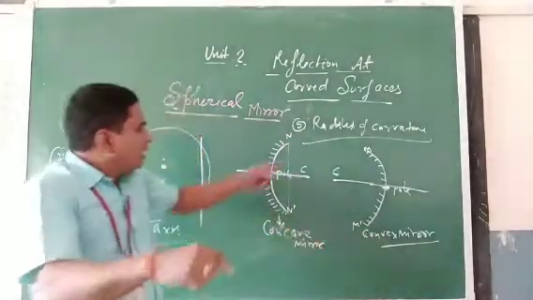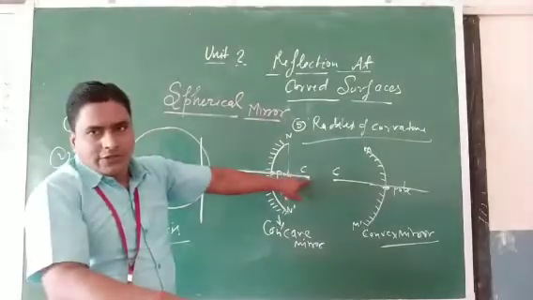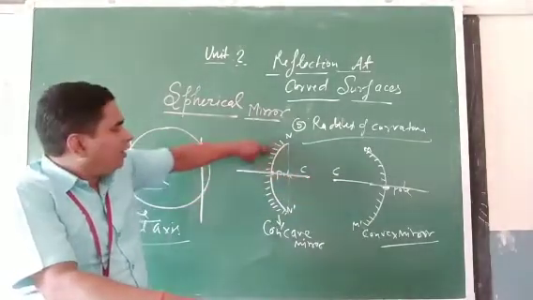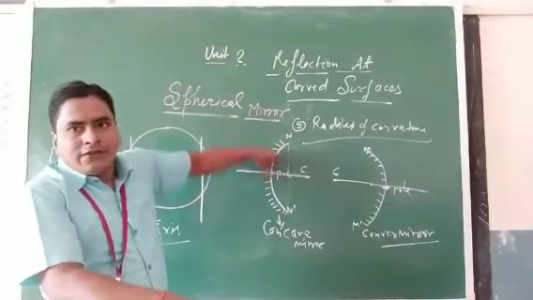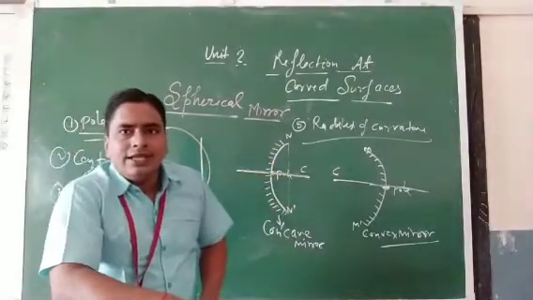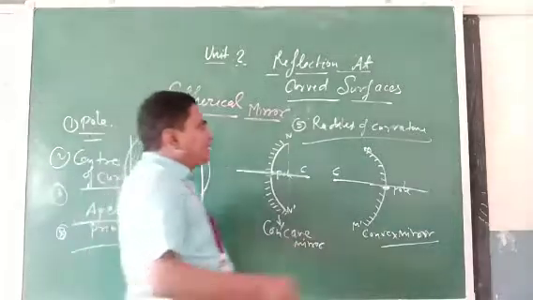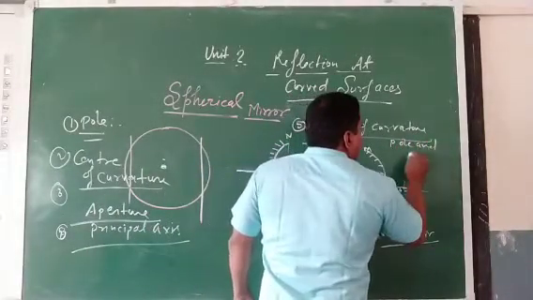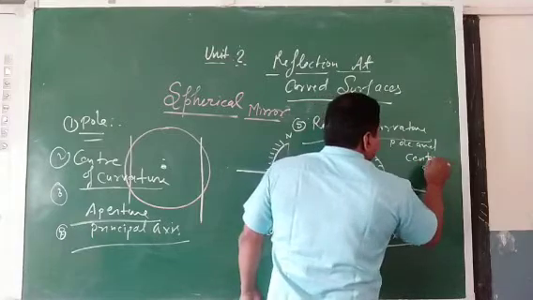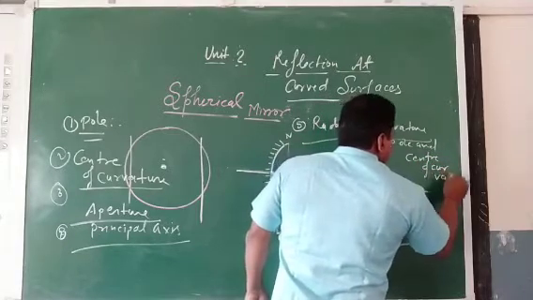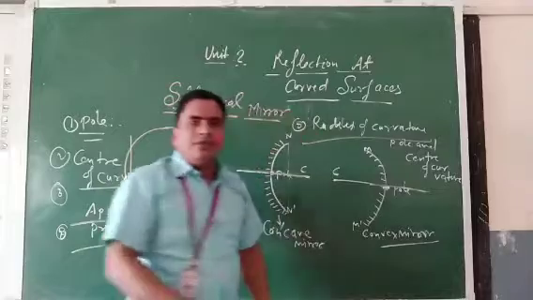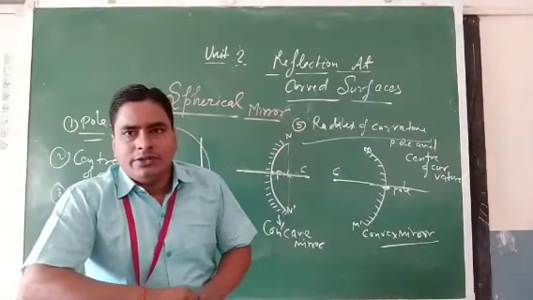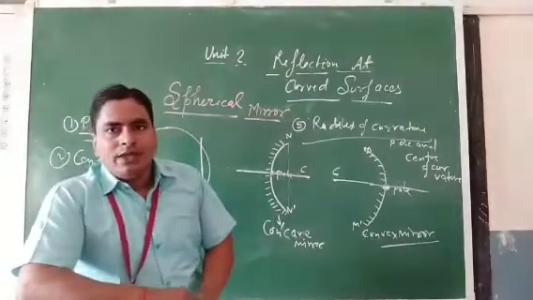So here, see, the distance between the center of curvature and the pole, because the pole lies on this reflecting surface. So the distance between what? Pole and center of curvature. That is called what? Radius of curvature. Okay, students, clear?